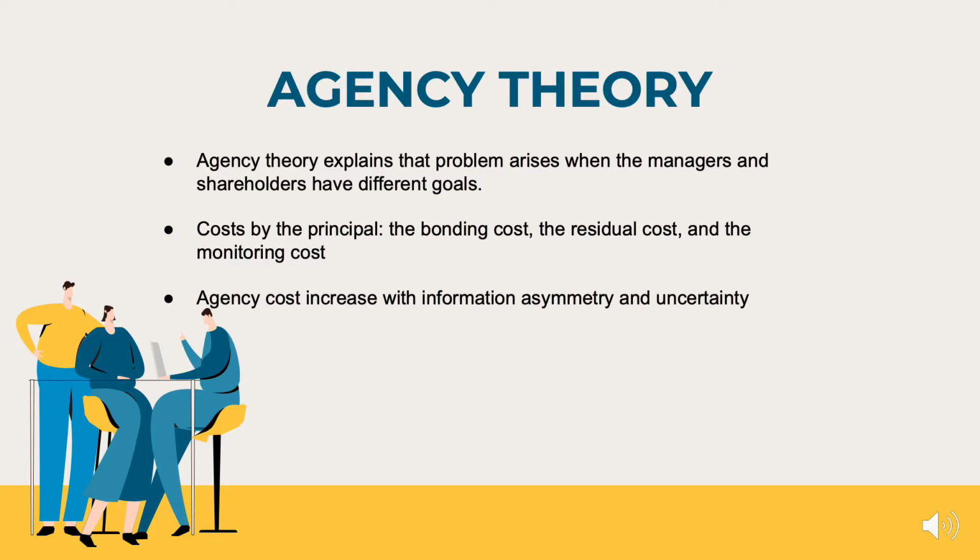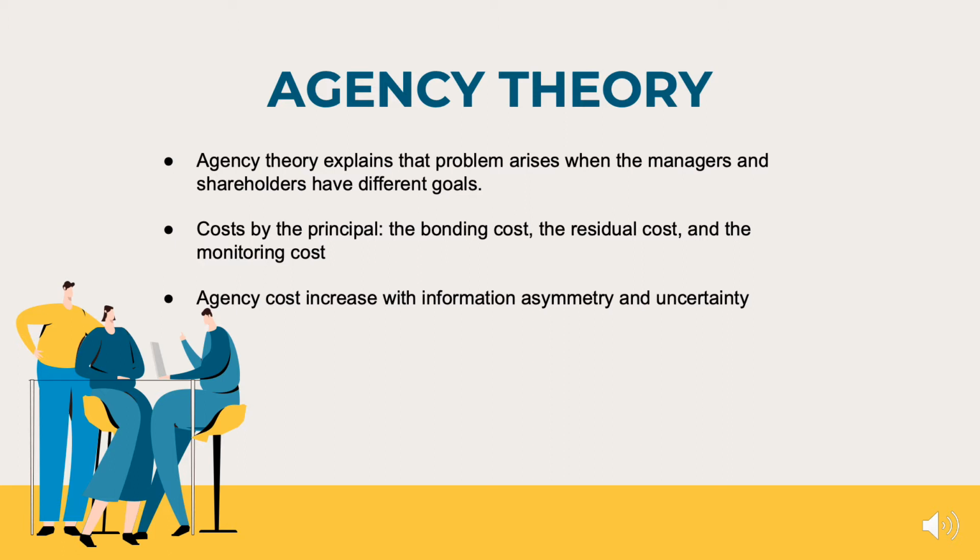The next thing is that there are 3 main costs incurred by the principal, also known as the agency cost. The first one is the bonding cost. The bonding cost is the cost incurred by the principal in order to establish a relationship with the agent. The second one is the residual cost. It is the cost incurred by the principal from the difference between what the agent did and what the principal would have done. So basically, there are differences in their expectations when we're talking about the residual cost.